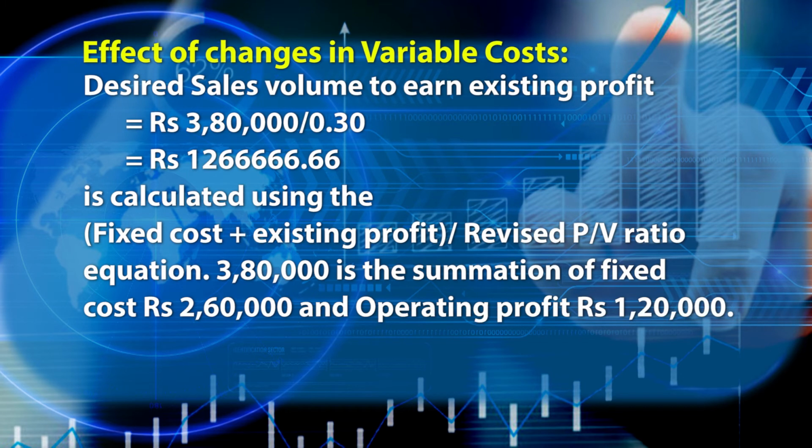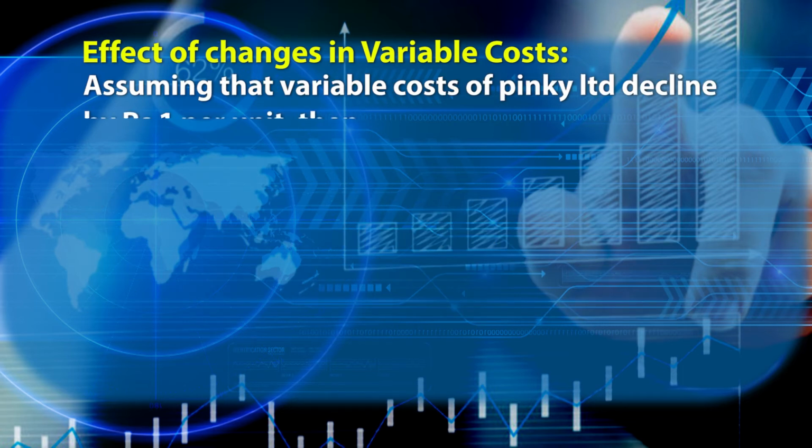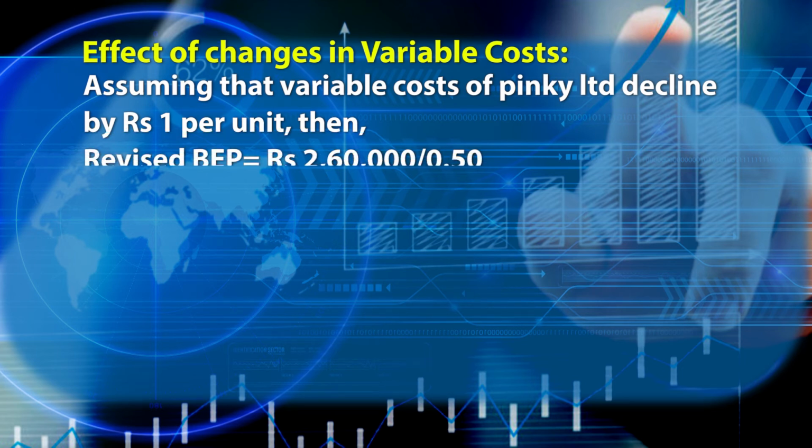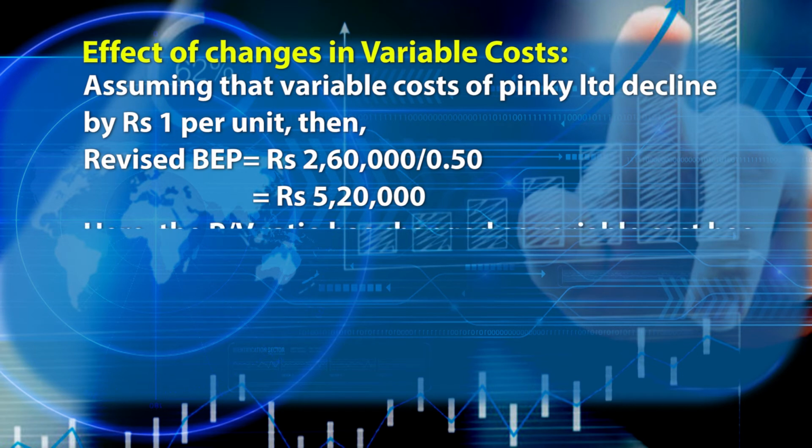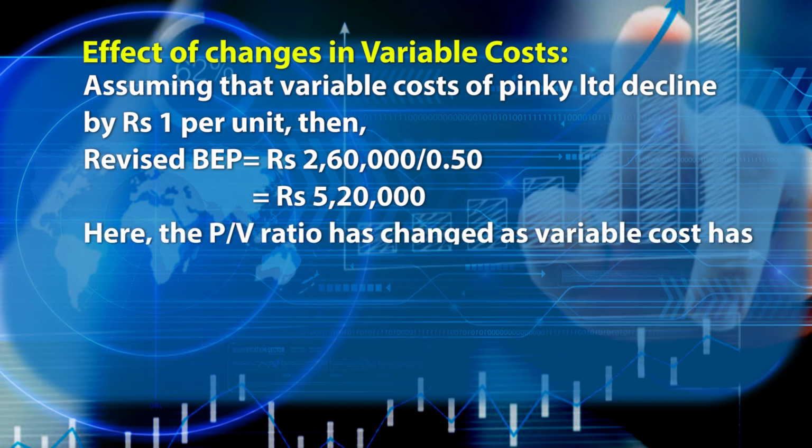3,80,000 is the summation of fixed cost rupees 2,60,000 and operating profit rupees 1,20,000. Assuming that variable cost of Pinky Limited declines by rupees 1 per unit, then the revised break-even point will be equal to rupees 2,60,000 divided by 0.50, which will give you rupees 5,20,000. Here, the PV ratio has changed as variable cost has changed.